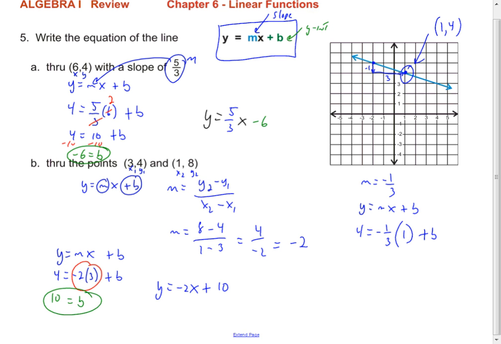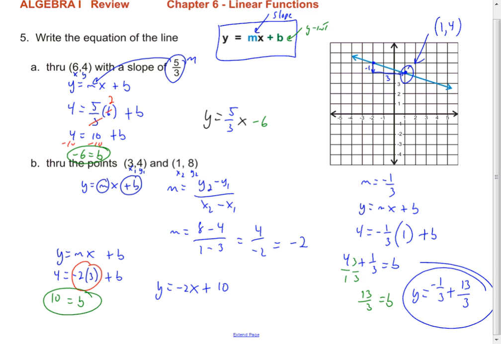I have a -1/3. I'm going to add a +1/3 to both sides. Okay, common denominator. 12/3 and 1 more third is 13/3. Am I now ready to write the equation of the line? I sure am. Y equals my slope of -1/3 x plus my y-intercept of 13/3. And there we go. Write the equation of the line.